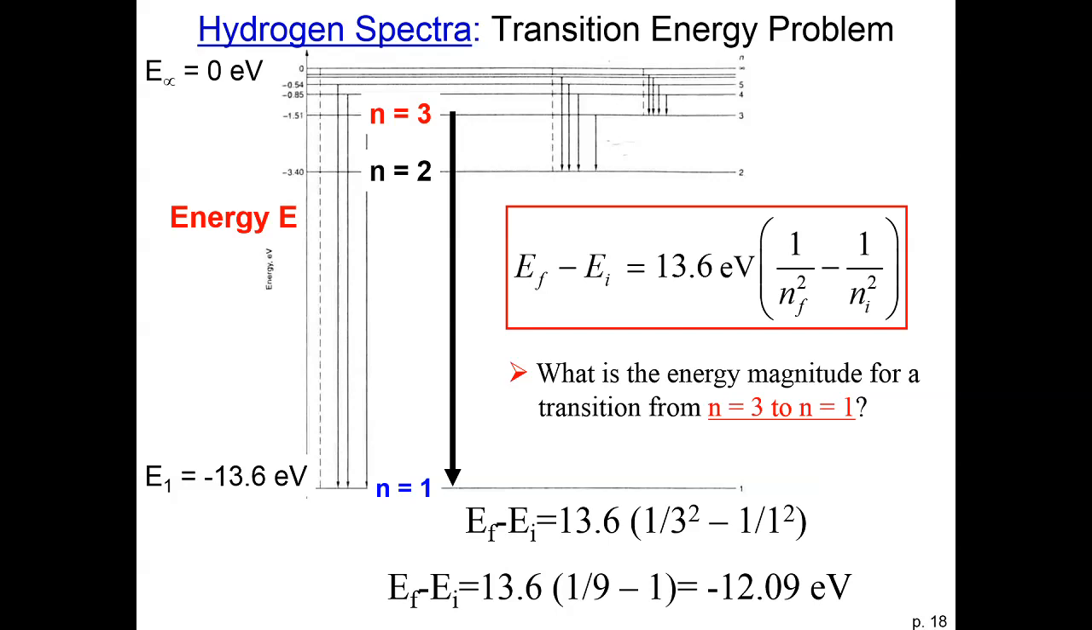The minus is because energy is released in this process. The atom de-excites from an excited state to the ground state, so it will emit a photon with this 12.09 electron volts. If the energy were positive, then it would be an excitation. The atom absorbs a photon with the 12.09 eV of energy. So this question asks for the magnitude, so technically our answer here is just 12.09 eV.